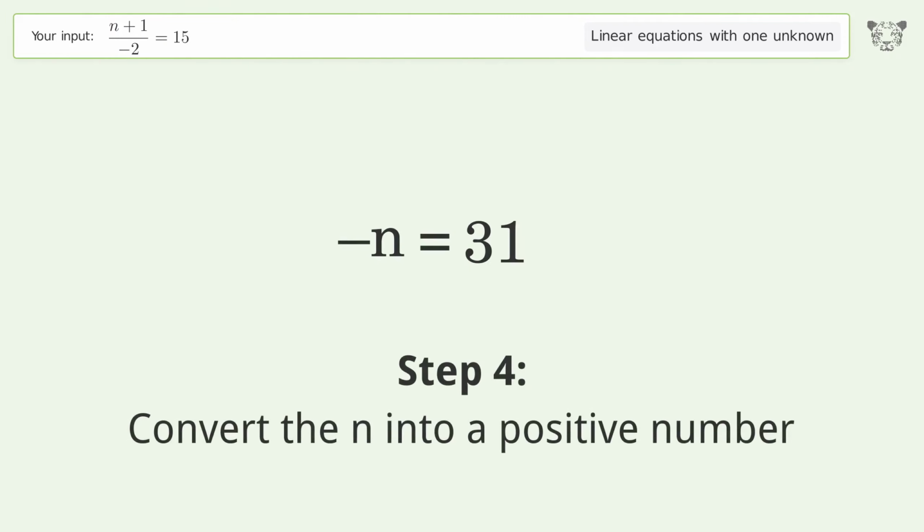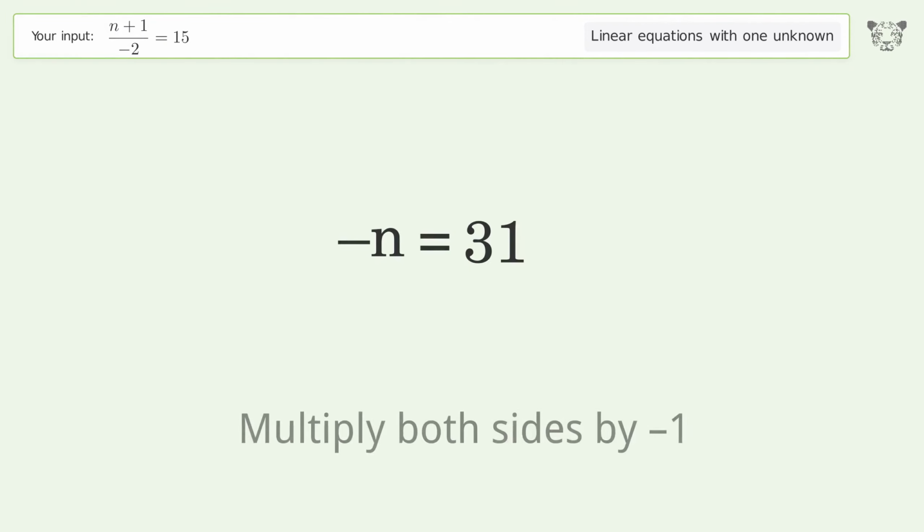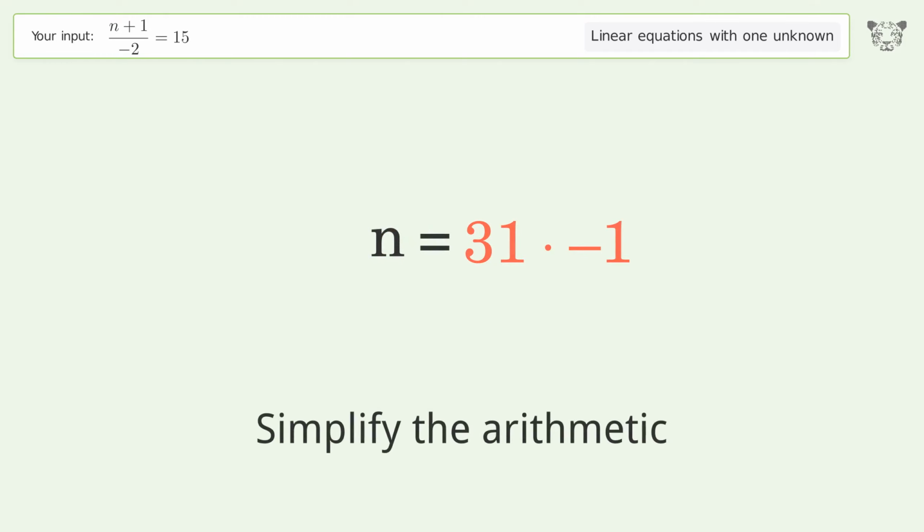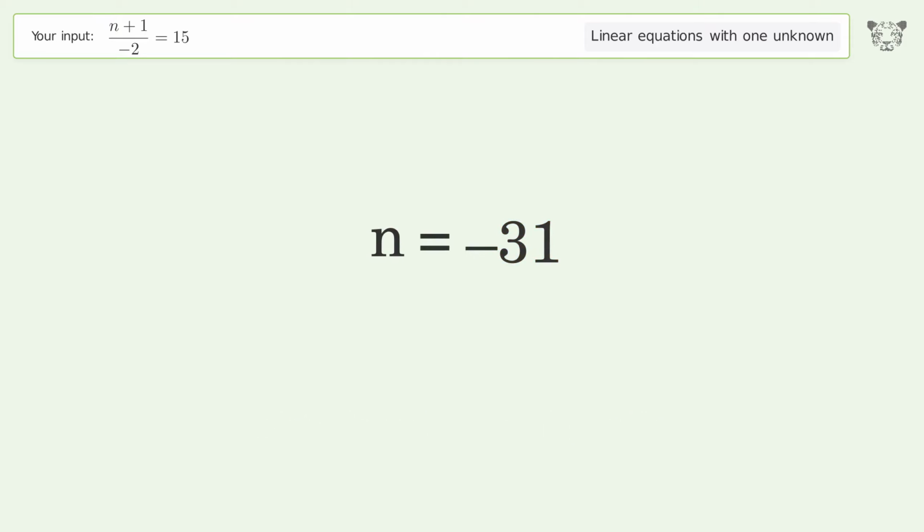Convert the n into a positive number. Multiply both sides by -1. Remove the ones. Simplify the arithmetic. And so the final result is n equals -31.